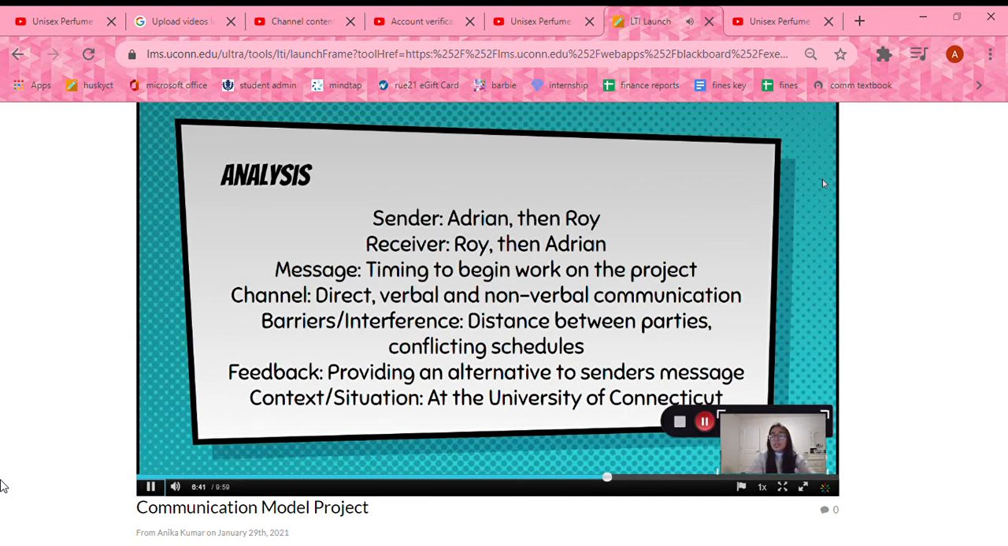And the act of checking the schedule is a nonverbal form of communication. It shows Adrian that he is willing to work on this project. He just needs to make sure that there are no other conflicts with his schedule in order for him to do so. The barriers and interferences is the distance between the two parties.